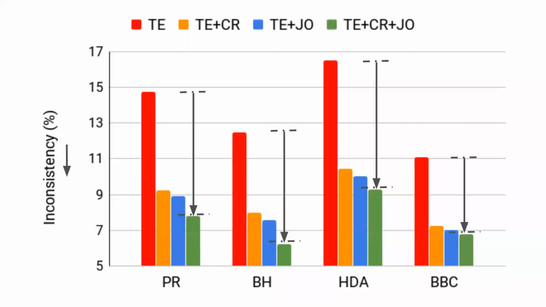Secondly, when you do everything together, you get the best inconsistency reduction. You get the most consistent model, and the inconsistency is bounded by 9 in all data sets. It's sometimes even less than 6 in some data sets, like BH.